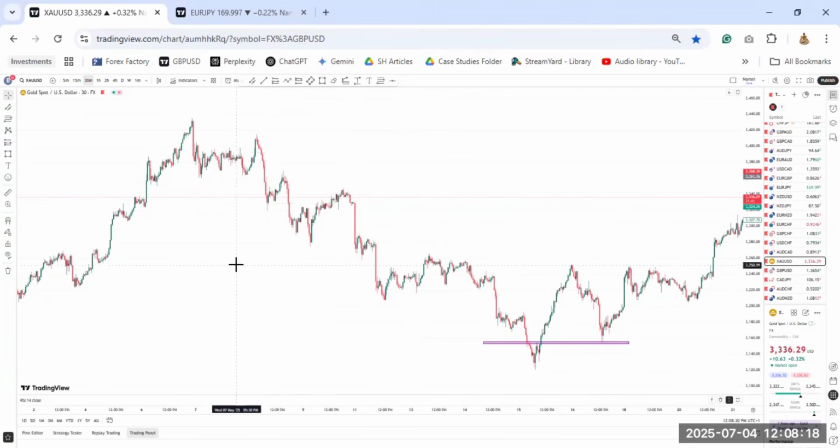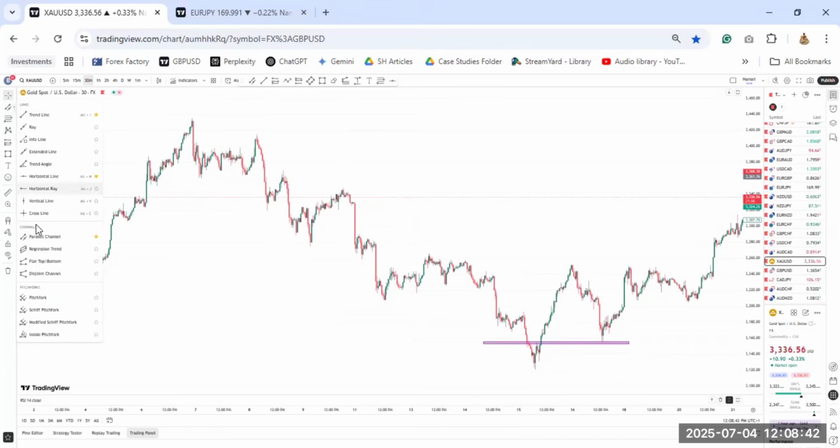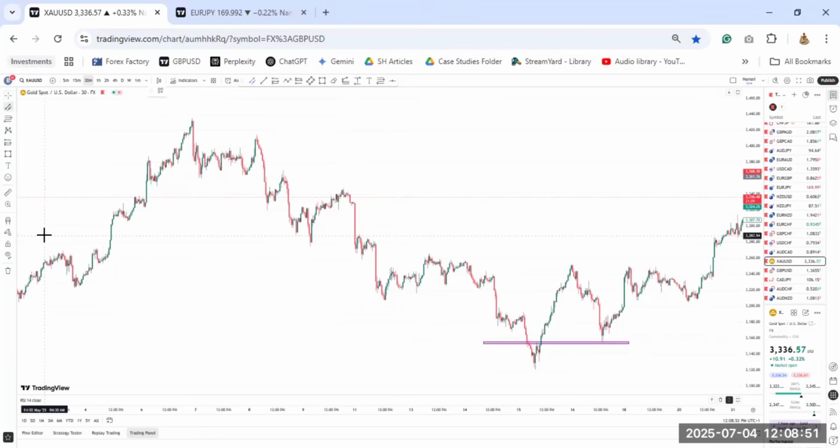So when you are on your chart, you are going to go over the second row on TradingView. That's where the trend line tools are located. You click on it and you come down to parallel channel. So you click on it. Once you click on it, you go to your chart.